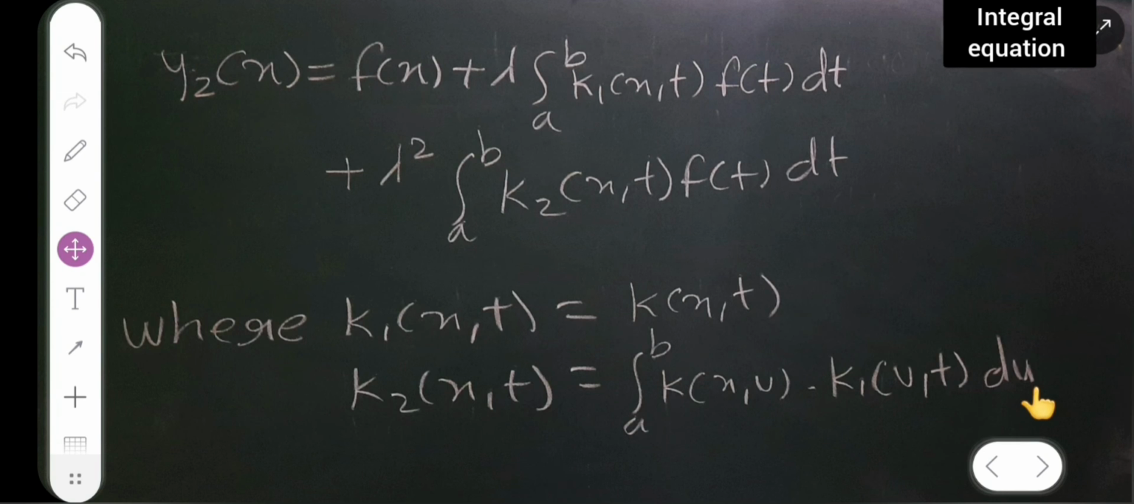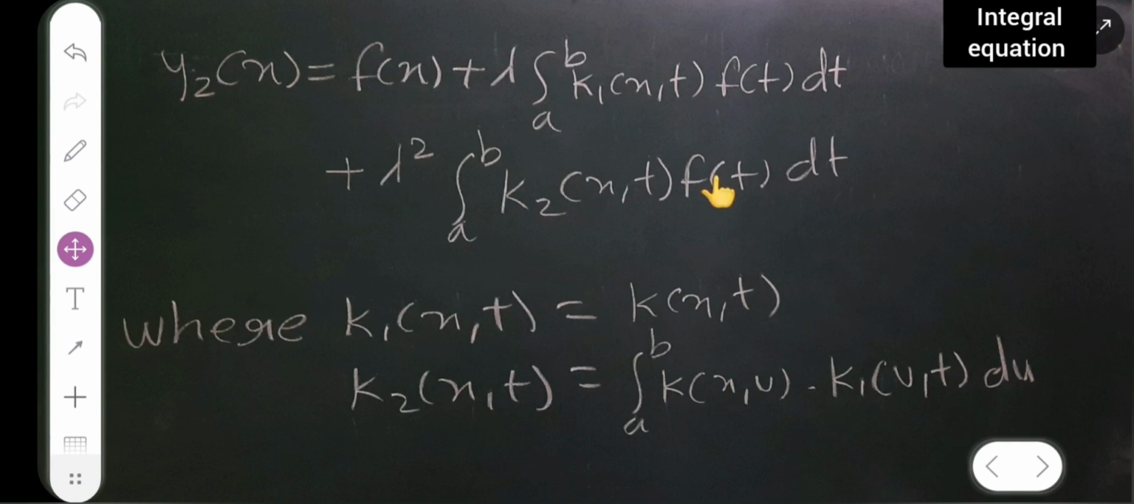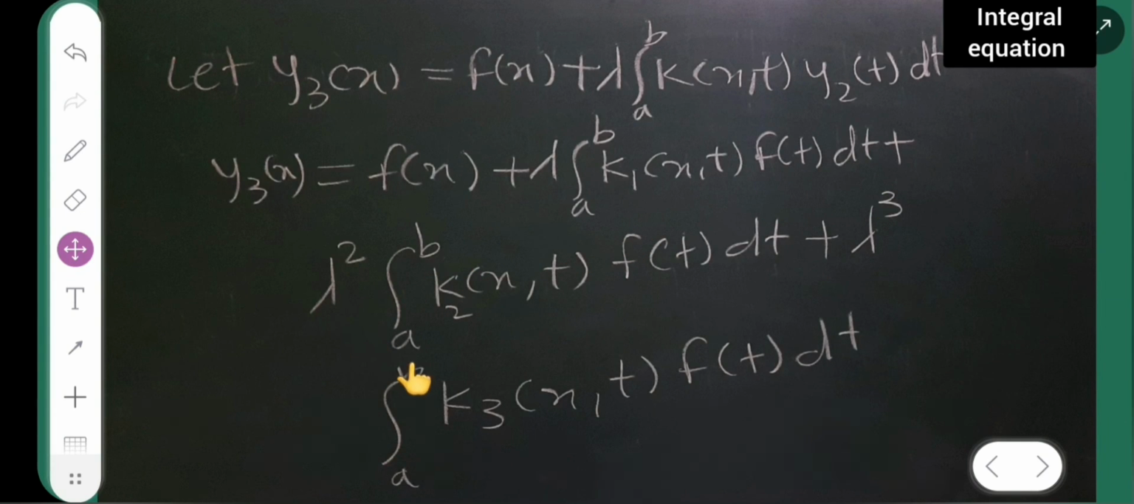Next, let y3 of x be equal to f of x plus lambda integral from a to b k of x comma t y2 of t dt. Now here I have done it directly. y3 of x is equal to f of x plus lambda integral from a to b k1 of x comma t f of t dt, the first part I have taken with this part, and then plus lambda square integral from a to b k2 of x comma t f of t dt. Then it is y3.